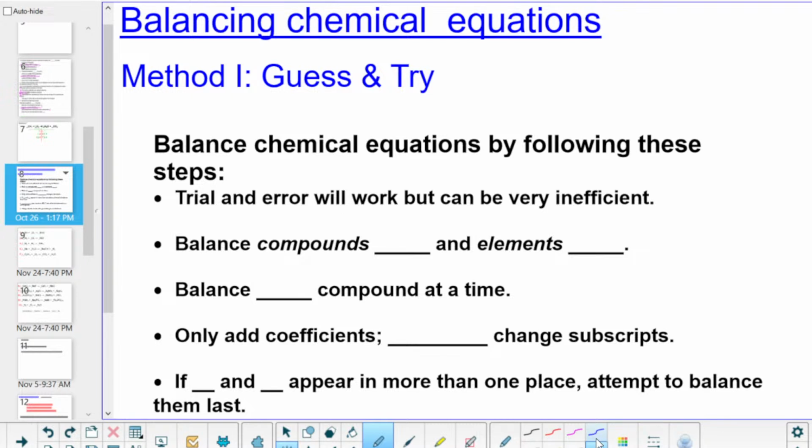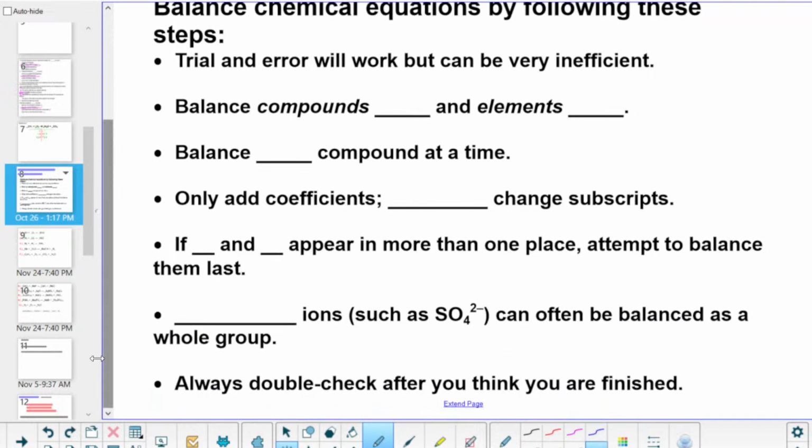So we're going to do this one. Later on, if you really want to, I will show you how to do the other method, and it will balance any equation no matter how hard it is. Trial and error can work. It's very inefficient, and so these clues can help. These clues are: balance compounds first and elements last.